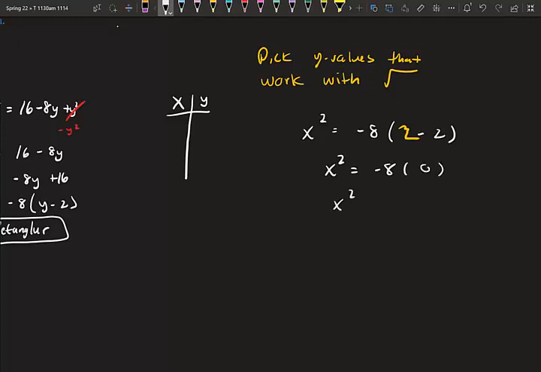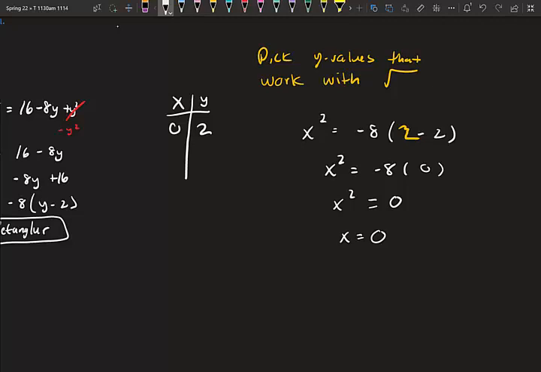So x squared equals 0. That means x is 0. So we have 0, 2. That's why I picked 2, because it canceled out to 0 at the end. So you want to think a little bit ahead. Now we need a few more points.